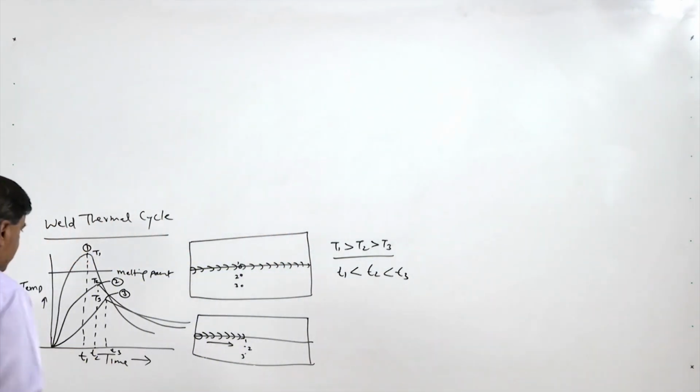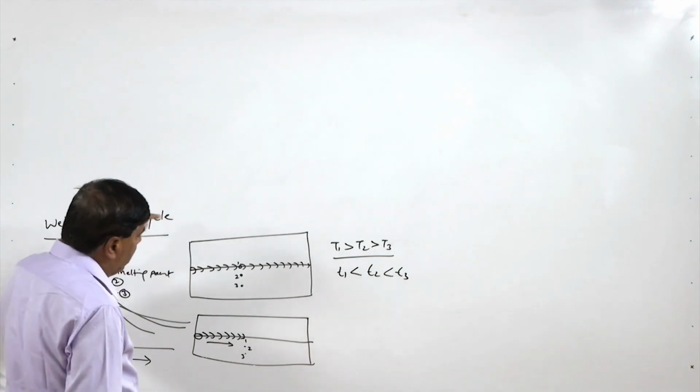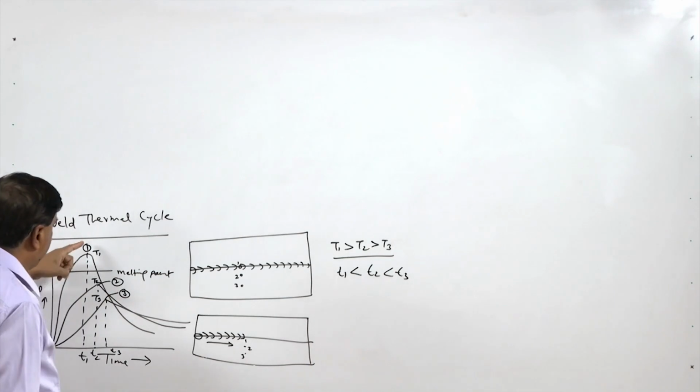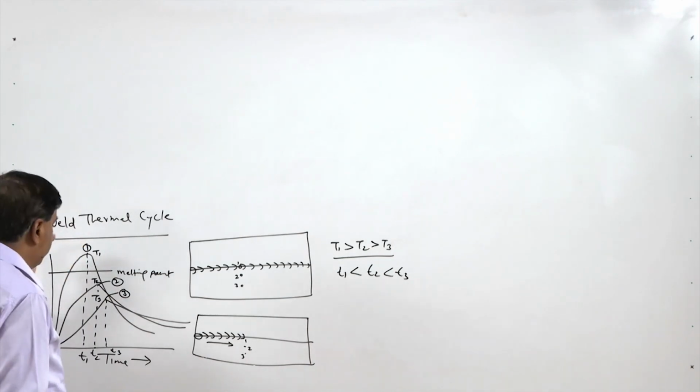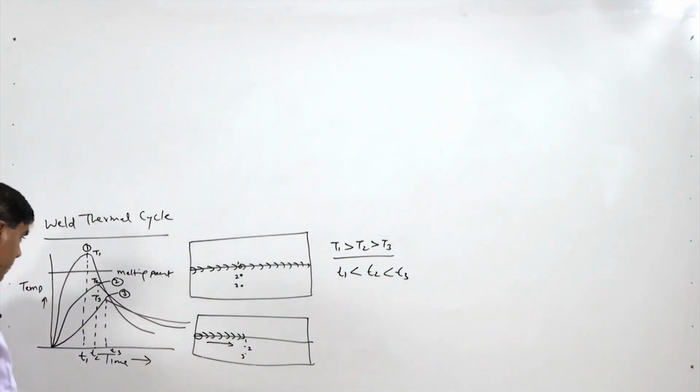So the point in the fusion zone will have the highest peak temperature, above the melting point, while point 2 will have a higher temperature than point 3, which is away from the fusion boundary. This is the complete diagram.